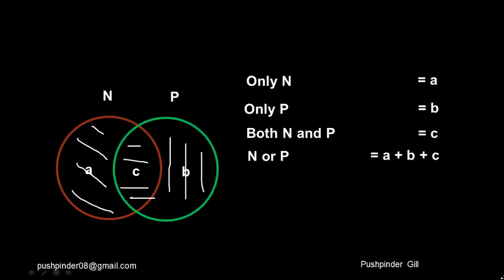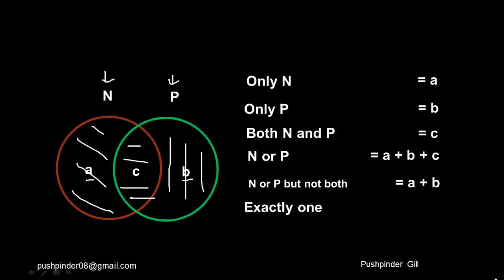This is simple basic stuff. If someone asks you how many people have a notebook or pencil but not both, they should have either a notebook or a pencil but should not have both, so it would be A plus B but not C, so that is A plus B. If someone asks for exactly one, how many of the students have exactly one of the things, either a notebook or a pencil, that is again equal to A plus B.